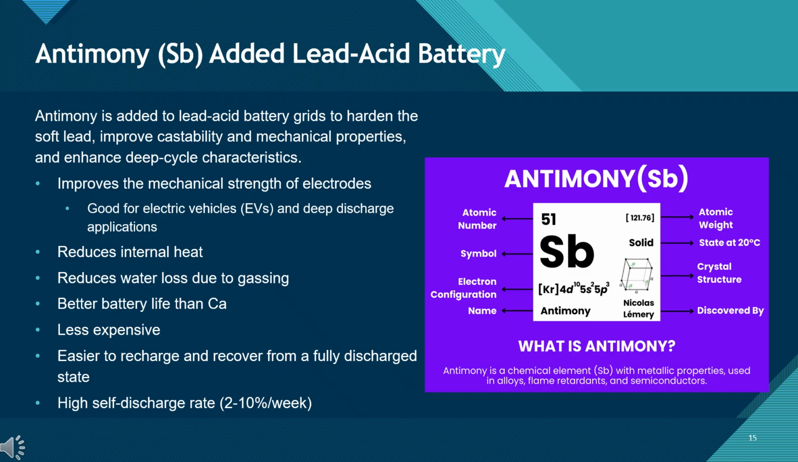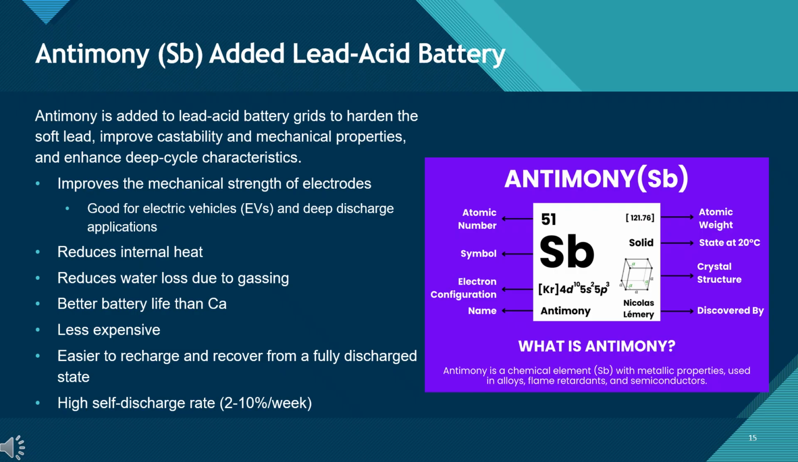Here we see another variation of the lead-acid battery that uses antimony, or SB, as an additive to the lead grid. Antimony helps strengthen the soft lead, making the battery more durable and improving its ability to handle deep discharge cycles. This makes it especially useful for electric vehicles and other applications where the battery undergoes heavy cycling.